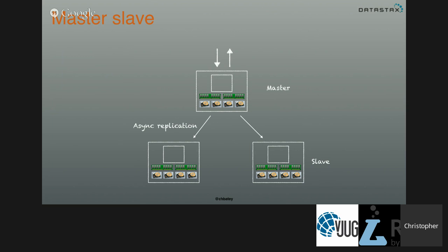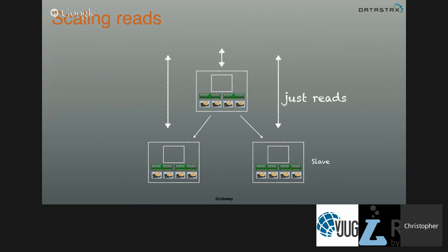Now, what has this gained us? Well, it's allowed us to scale reads because we can now use our clients. They can now talk to the slaves, and we can maybe increase our read throughput by a magnitude of 3. So now we've got 3 servers to achieve reads from rather than just 1.